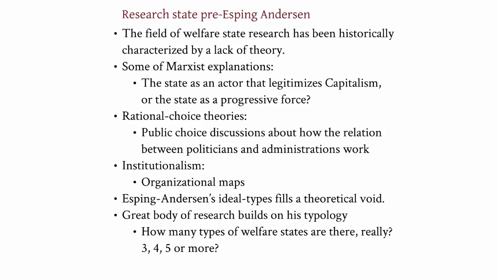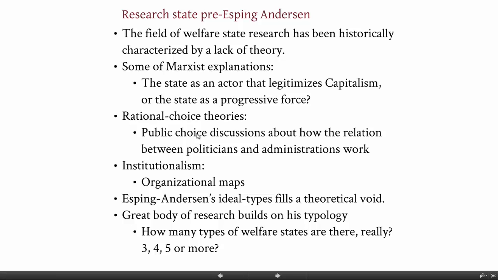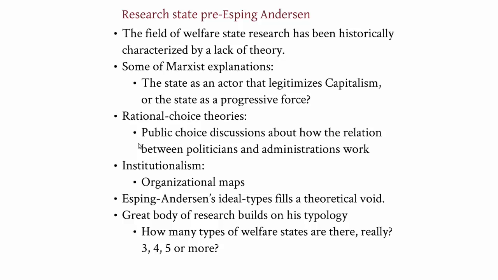A second stream of literature concerned rational choice theories, and we know this also as public choice theory. Discussions about how the relation between politicians and administrations and civil servants works and what affects those relations, who's really in power, is it the minister, is it the senior civil servant, and so on and so forth, and what affects the decision making of these particular actors within the framework they're in.